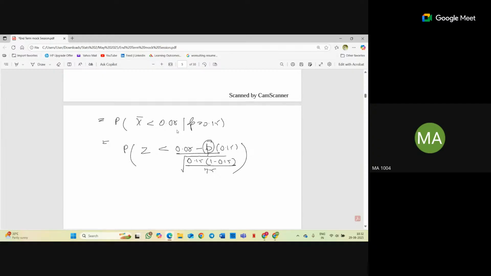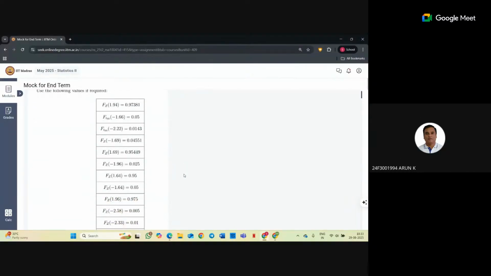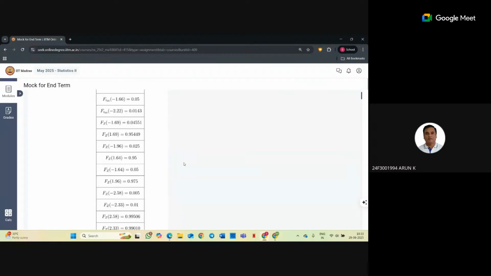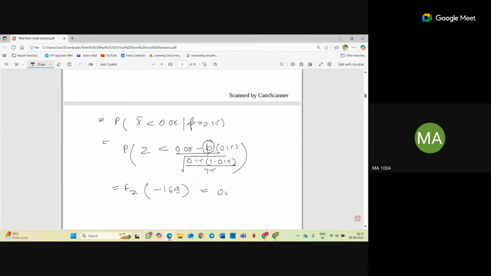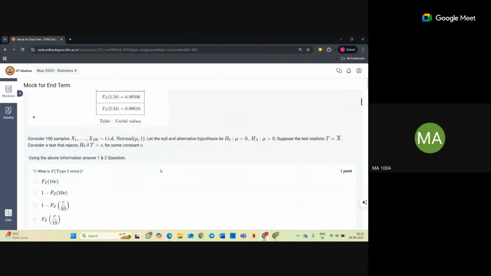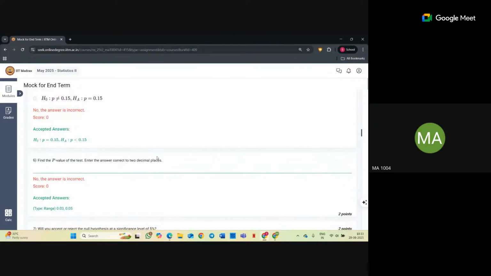Okay, so if you solve this value, you will get what? This will be Φ of (0.08 minus 0.15) over that, which is equal to minus 1.69. Now what is this value? 0.045. Actually 1.699 is coming, but the matching value is 0.045. So this value is 0.045. Okay, is this the answer? Okay, fine.